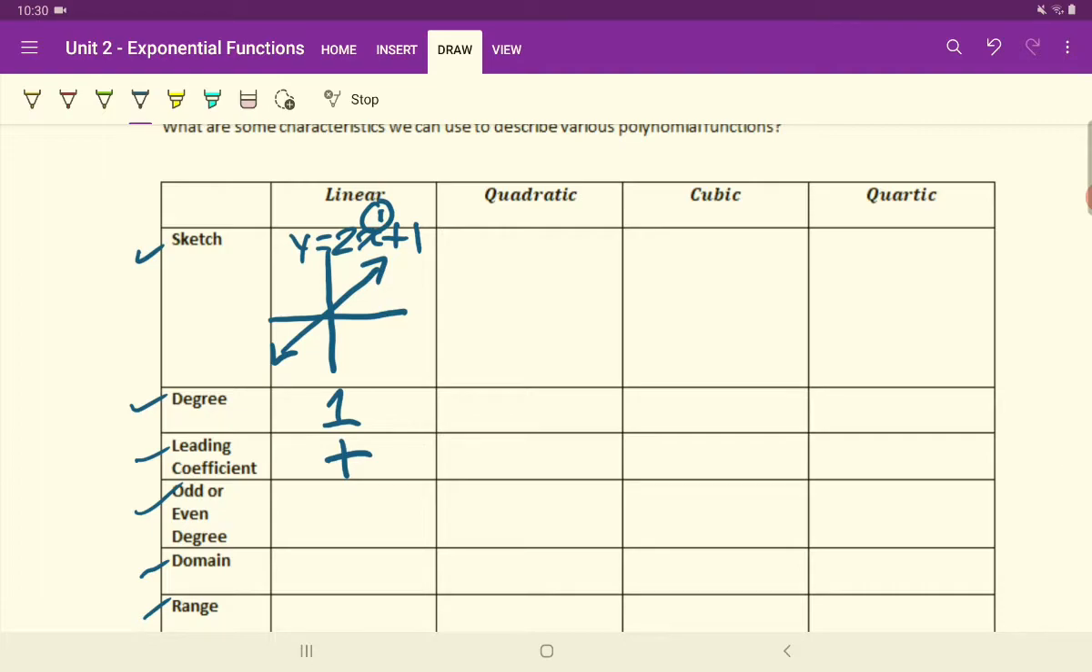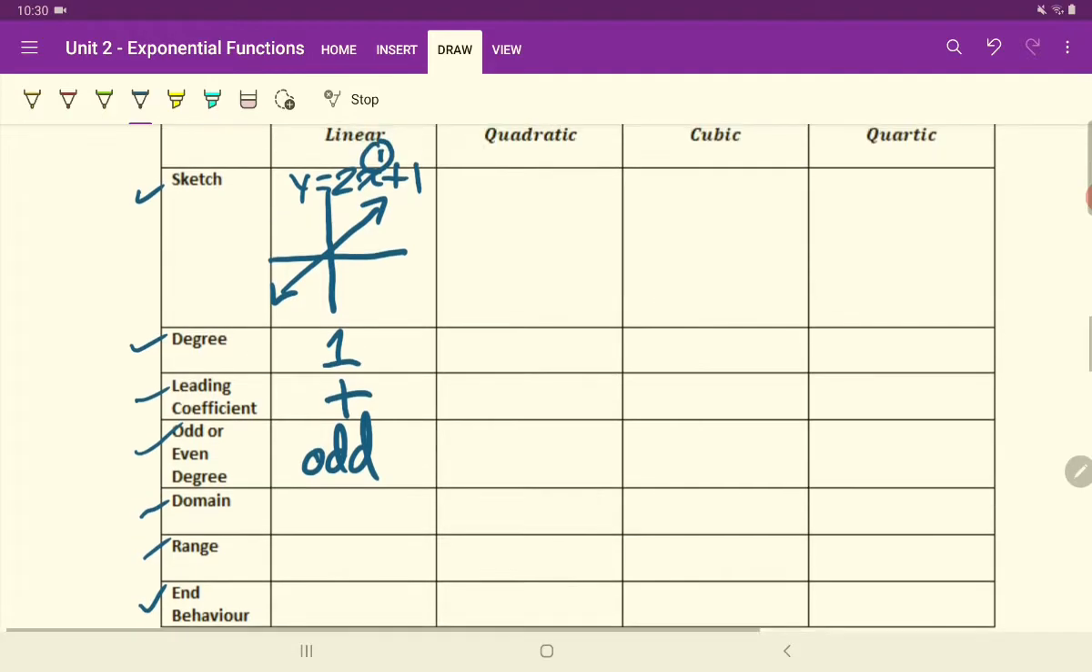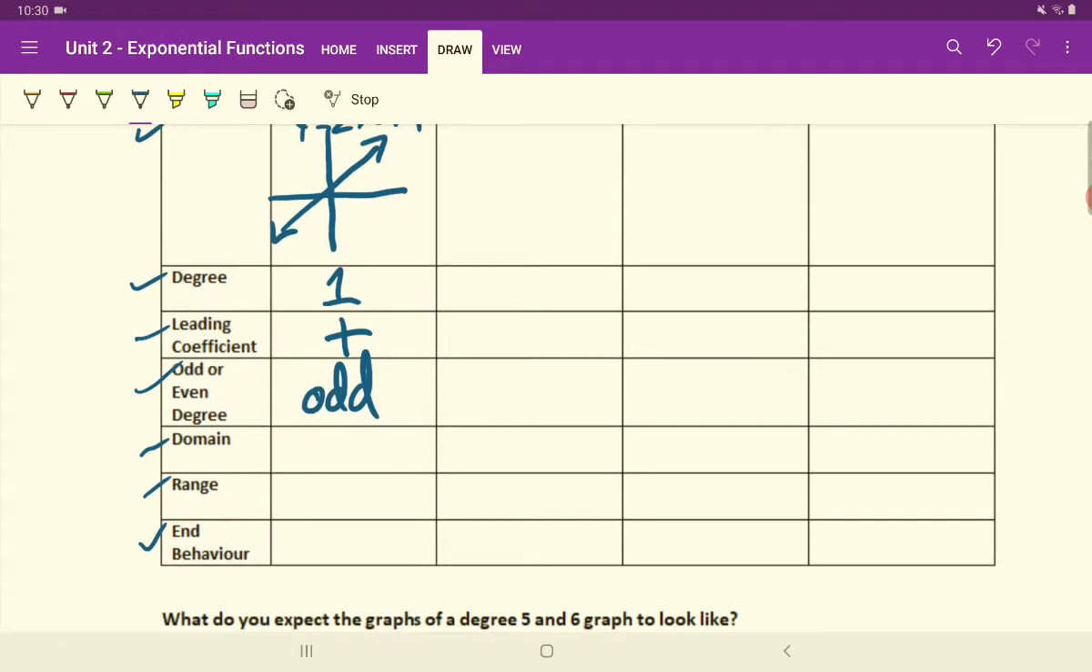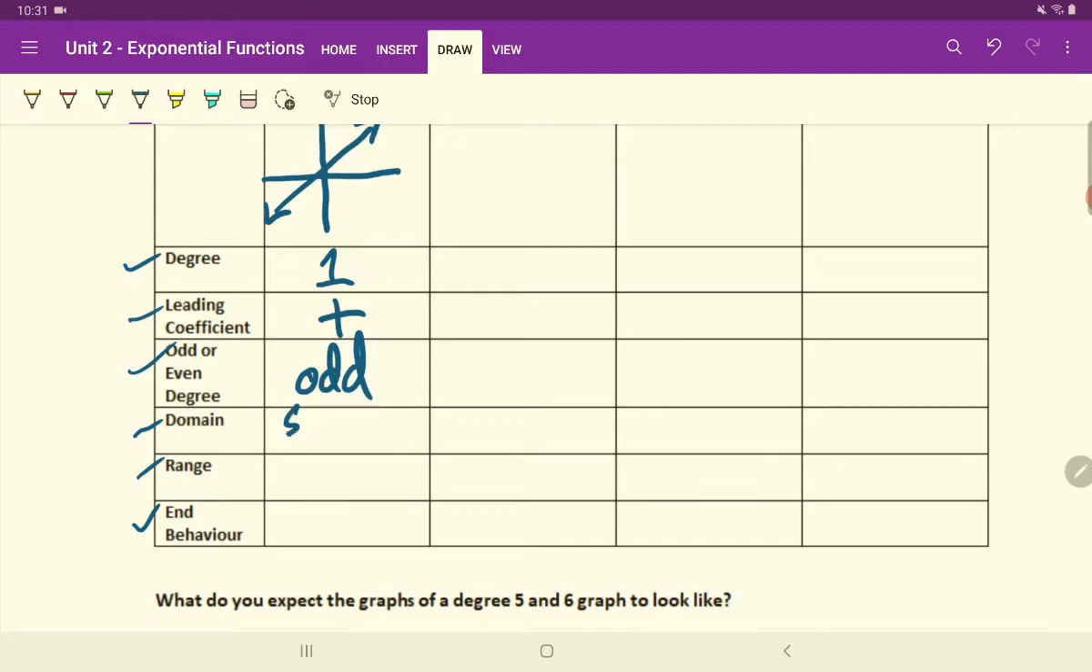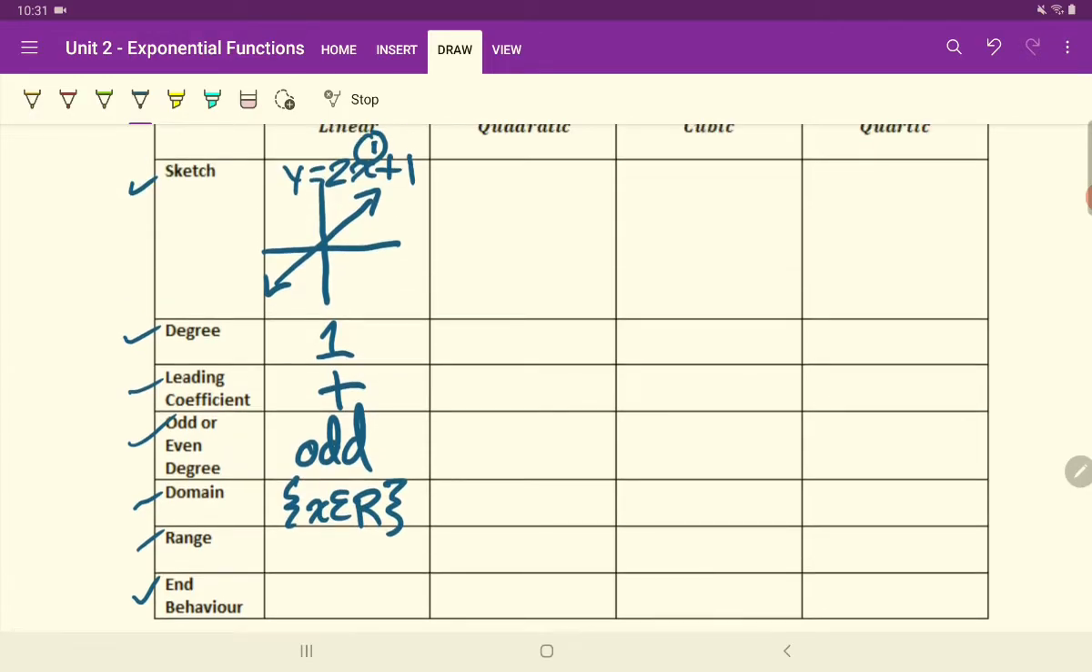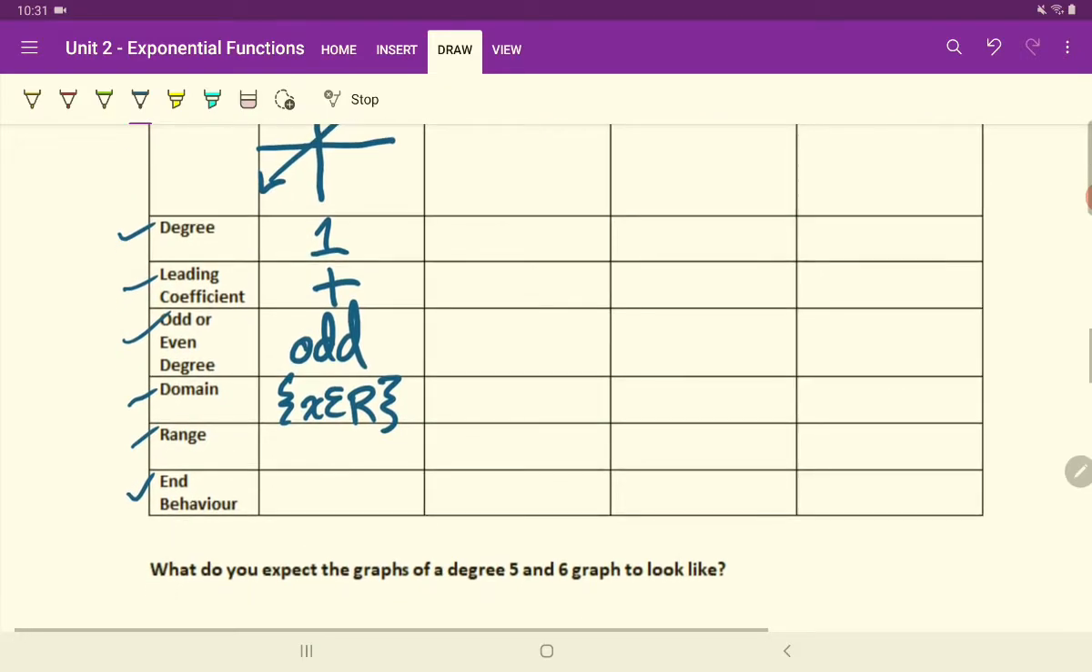Is this odd or even degree? Well, if the degree is 1, that is an odd number. So any linear function is considered an odd degree. The domain and range. We know that the domain for this could be any x value that possibly exists. So x can be an element of any real number. And same with the y's. This line is going to go up and down forever in both directions. So y can be any real number as well with no restrictions.